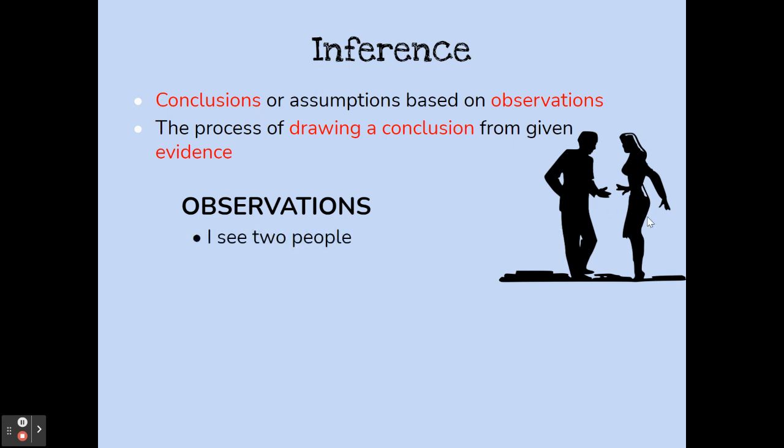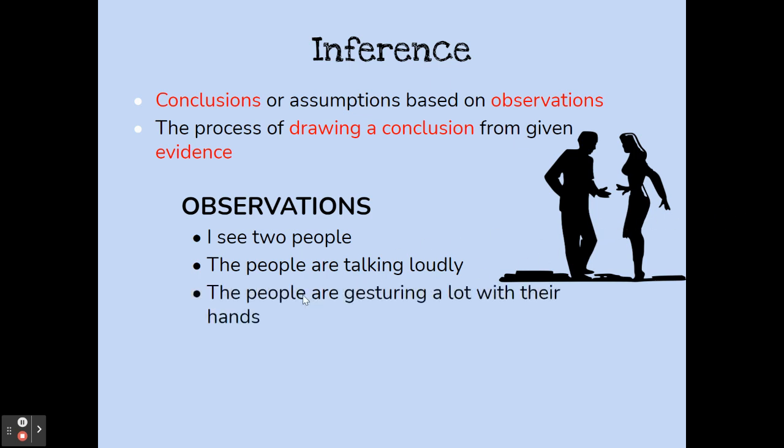So, for example, if we look at this picture, we can make some observations. We can say that we see two people, right? We can say that the people are talking loudly, and the people are gesturing a lot with their hands. All right, so those are just some observations. That's what we see, okay?